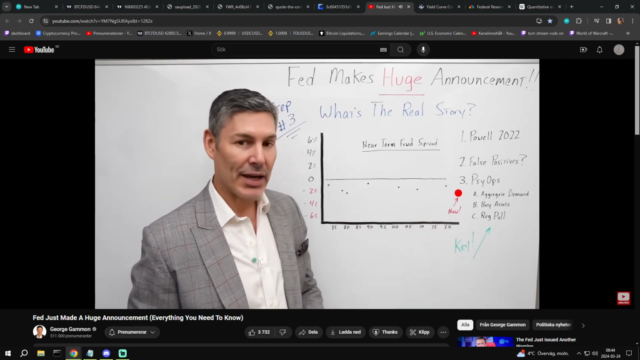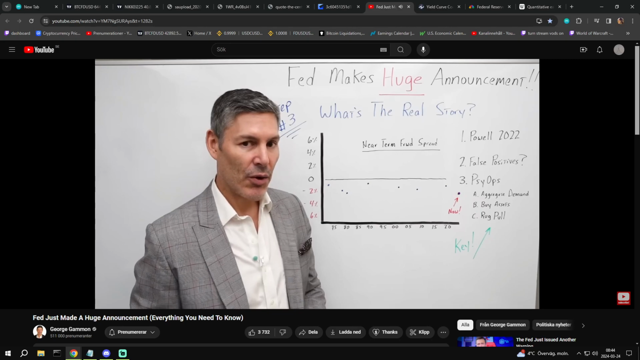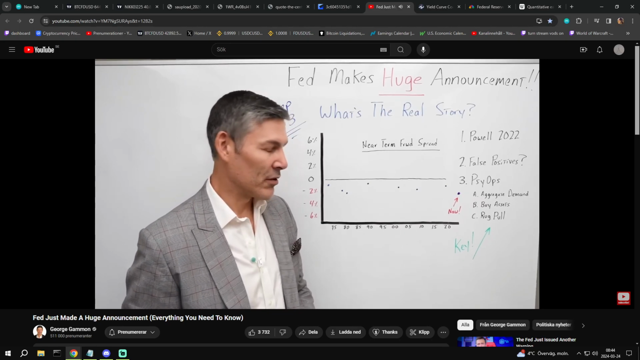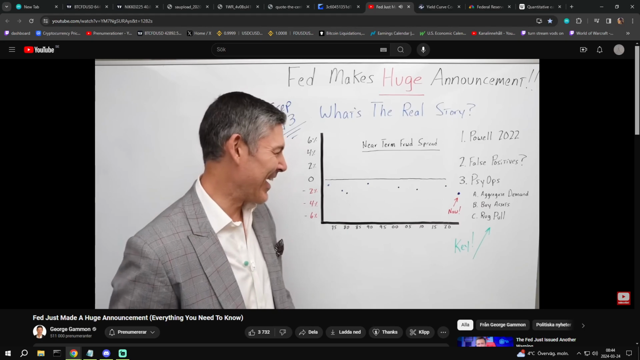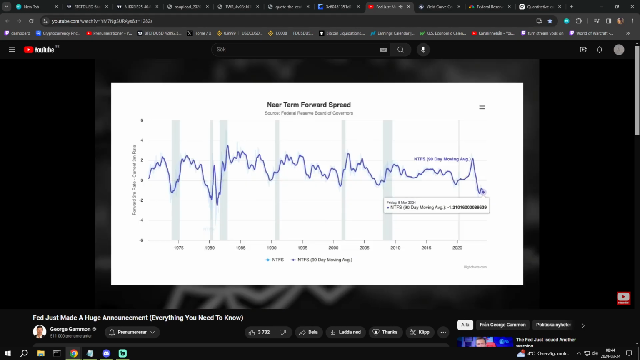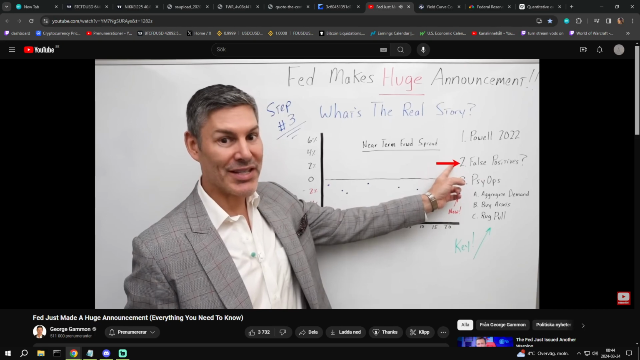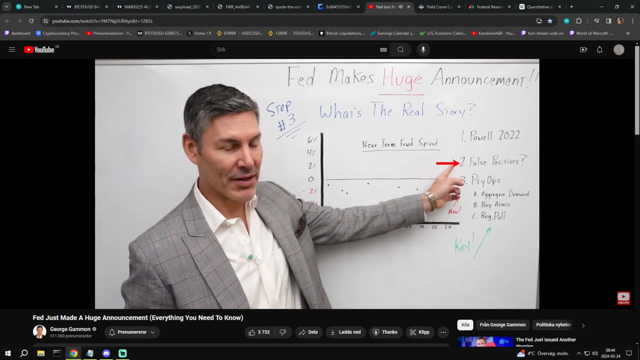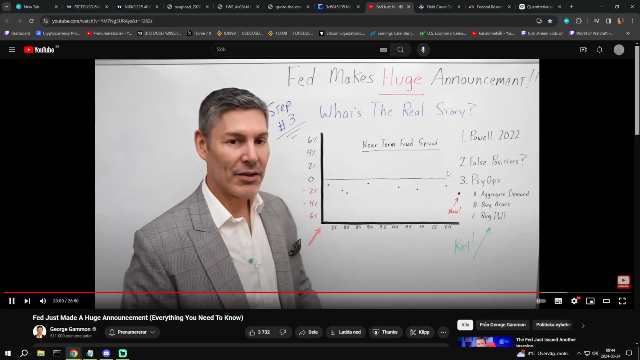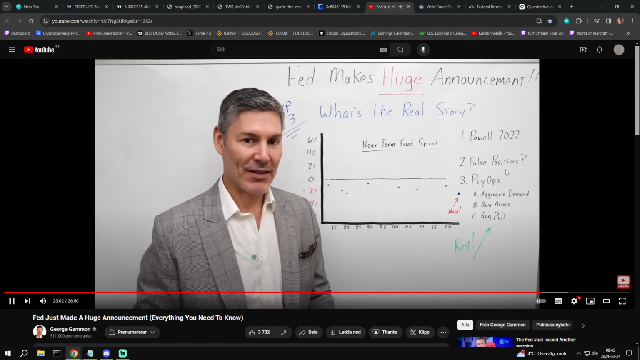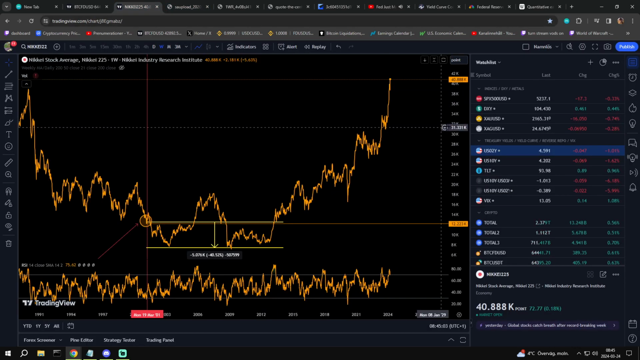Well, editor, if you go ahead and throw up the chart, I'm sure you've already been throwing it up, but what I want the viewer to see is every single time the near-term forward spread went negative, we had a recession. I also want to point out there are zero false positives going all the way back to 1970. So is it different this time?